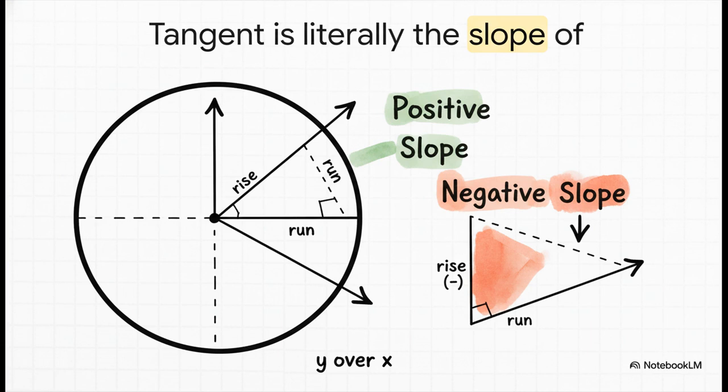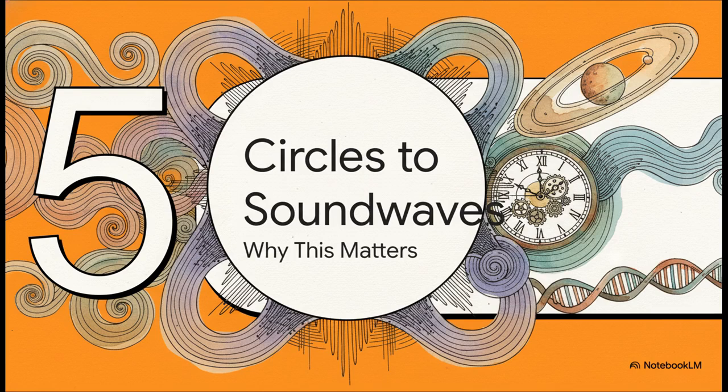Tangent is literally just the slope of that line going from the center of the circle out to your point. Remember rise over run from algebra? Well, that's just change in y over change in x. It's the same thing. So if the line is going up, the slope is positive, and the tangent is positive. If the line is going down, the slope and tangent are negative. It's really that simple. So we've seen how the unit circle works, but why should you care?